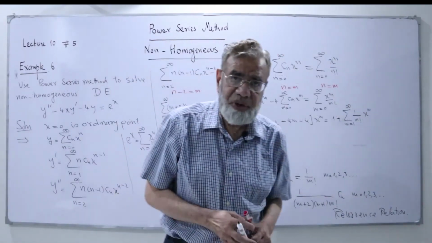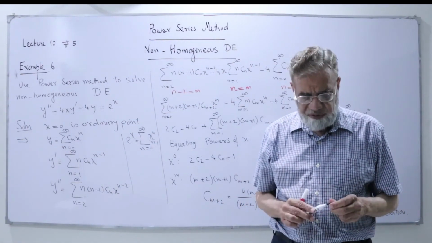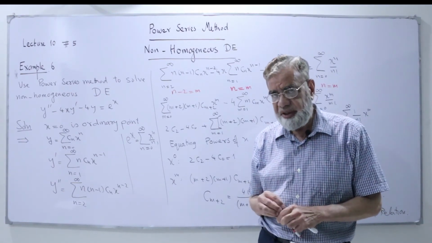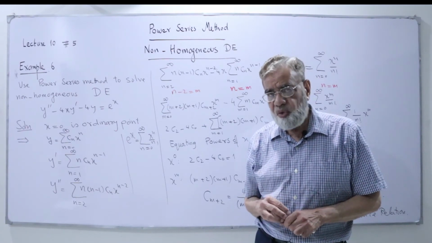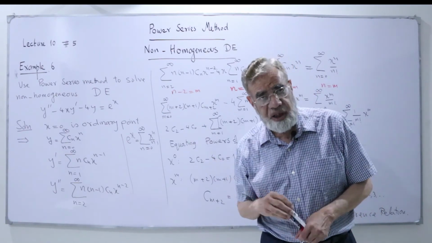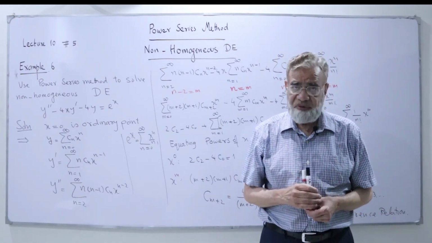I'm going to give you a new example, and here we are going to take a non-homogeneous differential equation. The homogeneous differential equation is y equal to 0, and we say each term contains y. Here we have the right hand side which does not contain y, so we say it's a non-homogeneous differential equation. Till now we have discussed the homogeneous differential equation.